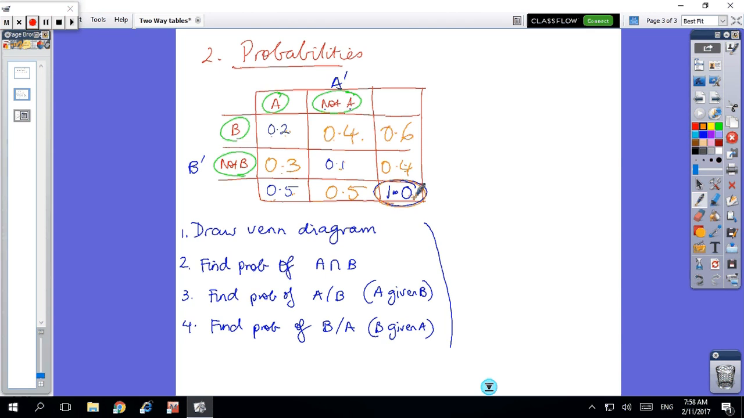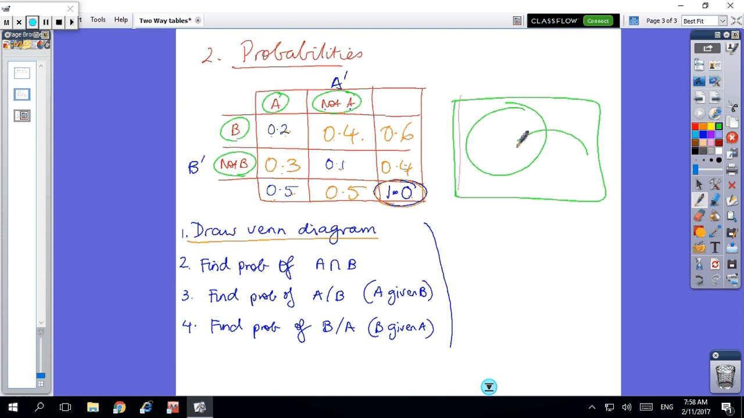So now, the first question is, draw a Venn diagram. So let's see what that looks like. So we have A and B. Now we'll see what these numbers mean. When A and B are happening together, we have 0.2, and that is the intersection between the two events. And what we'll do next is not A and not B is 0.1, so that means that's outside the circle.